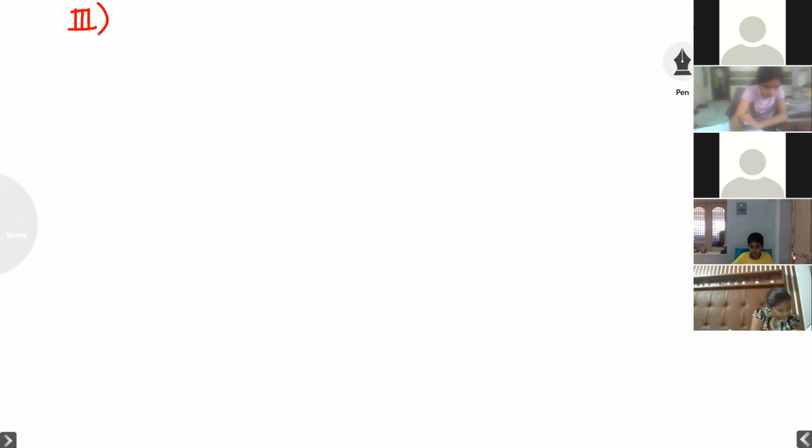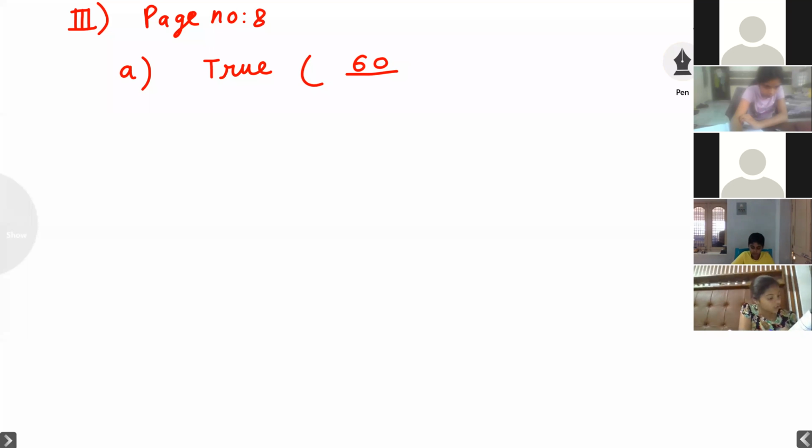Third bit, page number 8. A question. 60 to 300 is equal to 1 is to 5. Yes, true. Because when we are simplifying, we get the same answer. How? See here. 60 by 300. 10 10 cancel. 6 ones are 6, 6 fives are 30. It is coming 1 by 5. Means 1 is to 5. First answer is true. Both are equivalent ratios.